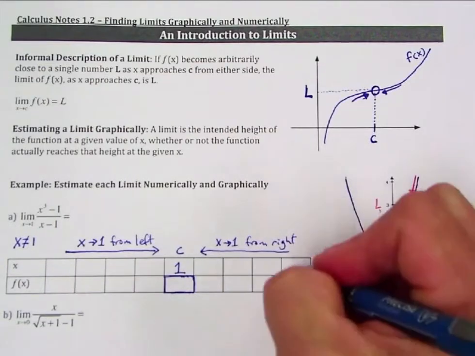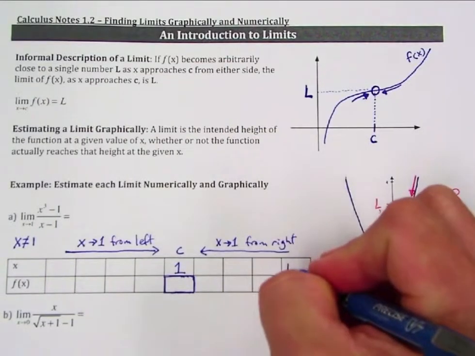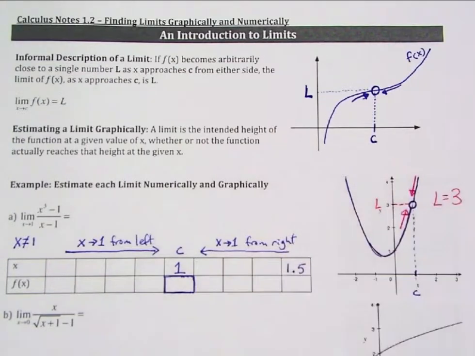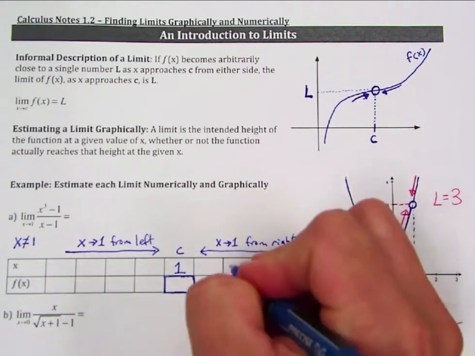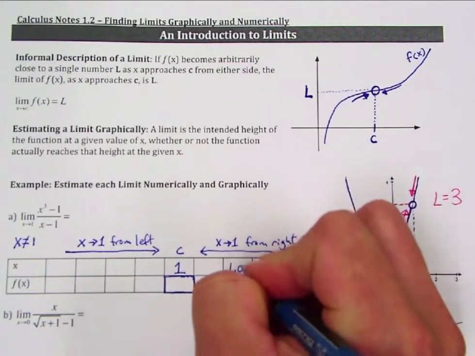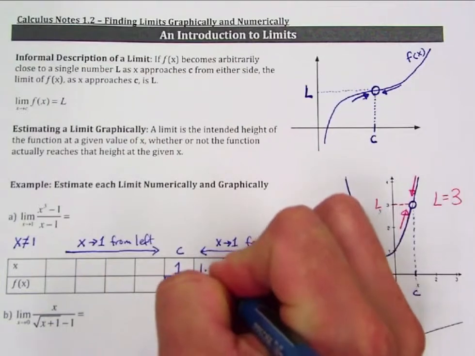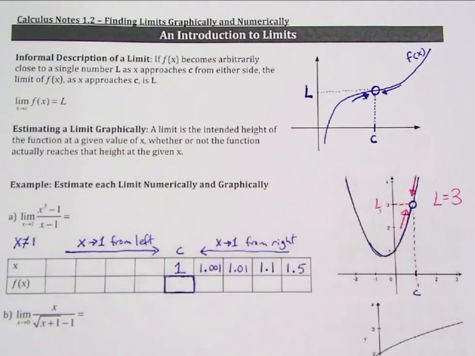So we can start out here with something like 1.5, and then we're going to march closer to 1. We'll try 1.1, we'll do 1.01, and 1.001. So we're within 1,000th away from our intended c value. Now, of course, you can get smaller than this, but we'll see if this turns out to be good.